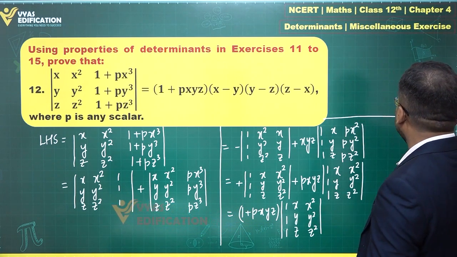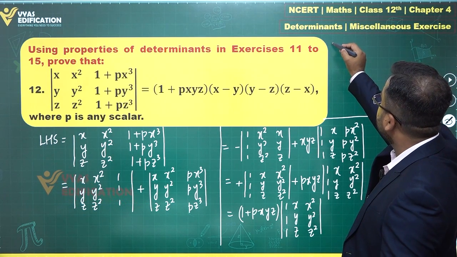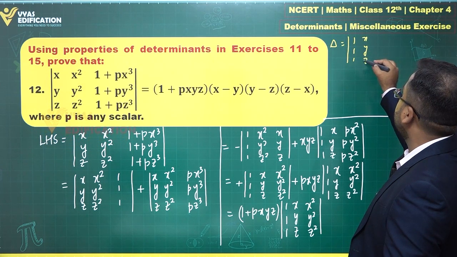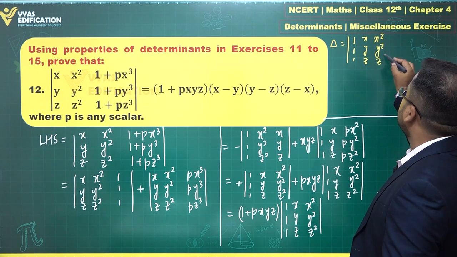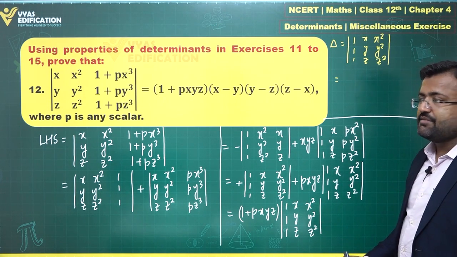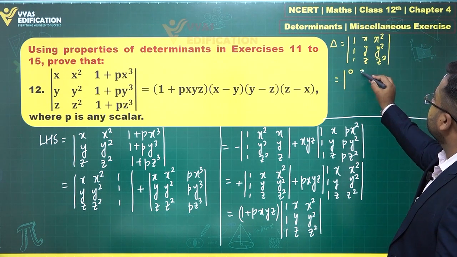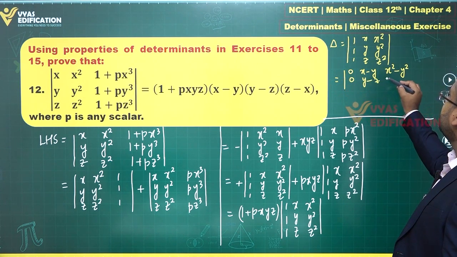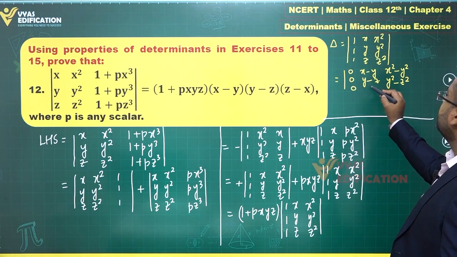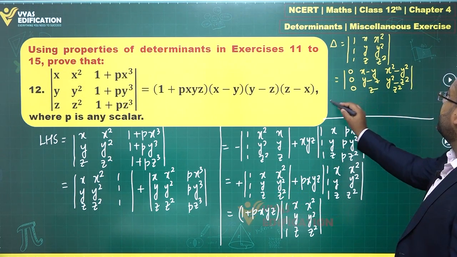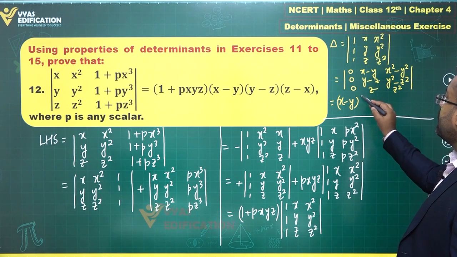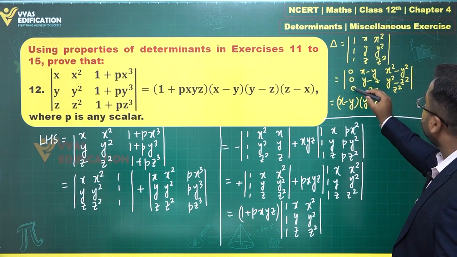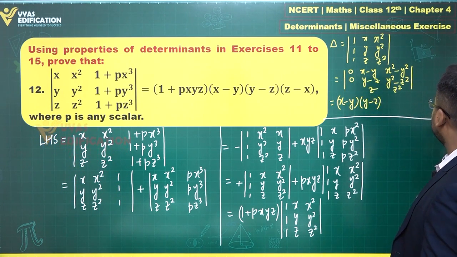Now how do I find that value? I can find that value separately. Let's do that. Let's find this delta separately. 1, 1, 1, x, y, z, x square, y square, z square. We'll create some zeros, right? Let's do that. This is 0, this is x minus y, this is x square minus y square. 0, y minus z, y square minus z square, 0, z, z square is what I get. You can take out x minus y from the first row, y minus z from the second row. By the way, this is 1, this is not 0, this is 1 over here.